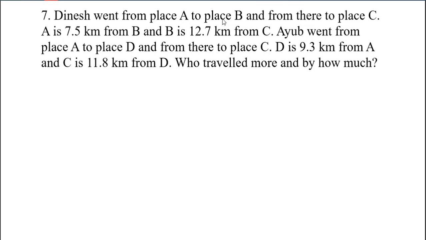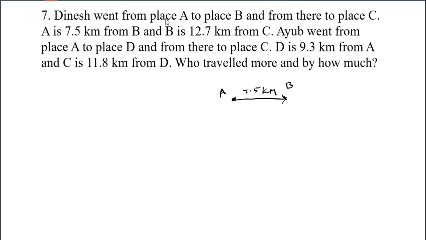Dinesh went from place A to place B and from there to place C. For example, this is A and this is B. Say, Dinesh went from place A to place B like this, and from there to place C. A is 7.5 kilometers from B. So this is 7.5 kilometers from B.